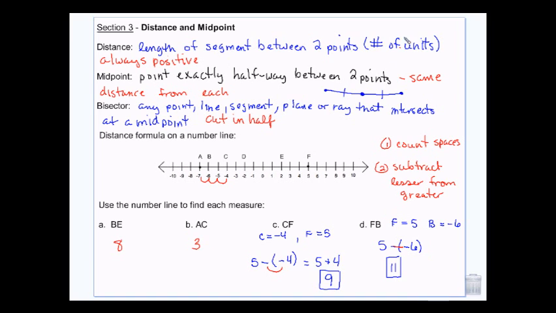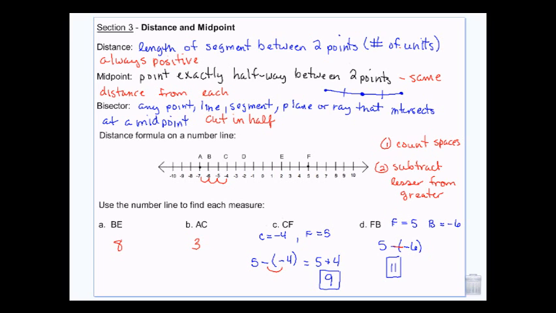If F is a positive 5, wouldn't you just take the 6 and 5 and subtract? Well, I did 5 minus -6, because it's already a -6. So the minus the negative makes it positive.